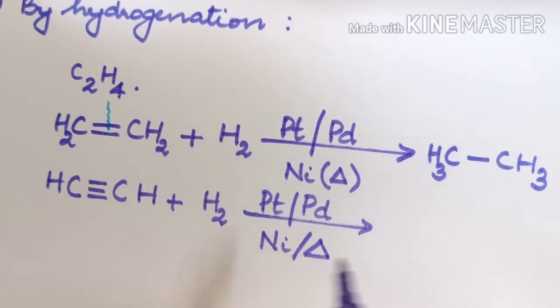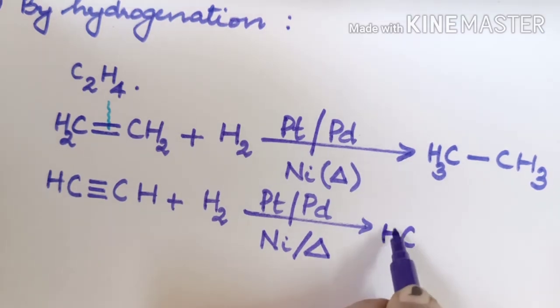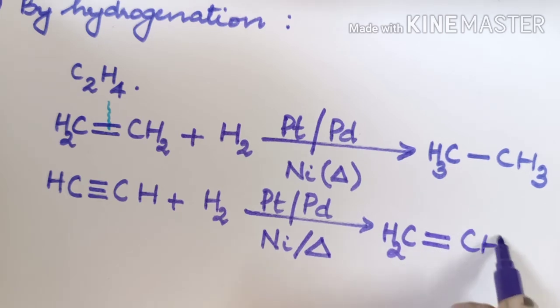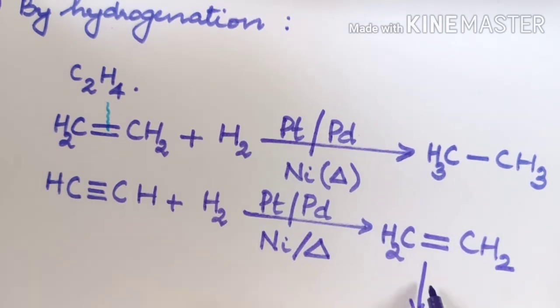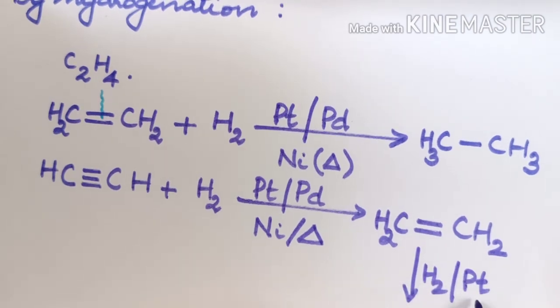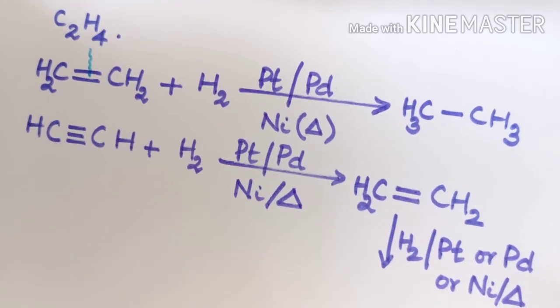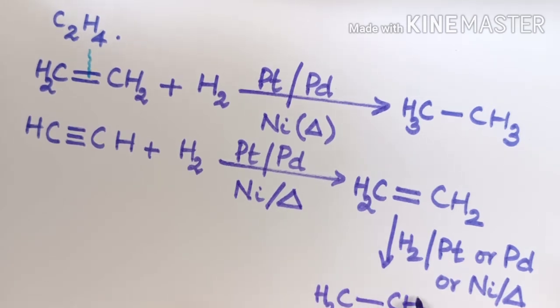So you find that when hydrogenation occurs, one pi bond breaks and it will result in the corresponding alkene. So it forms CH2=CH2, which on further reaction with hydrogen in the presence of these catalysts, either platinum or palladium or nickel in the presence of heat, you find the double bond again breaks, resulting in the formation of CH3-CH3.